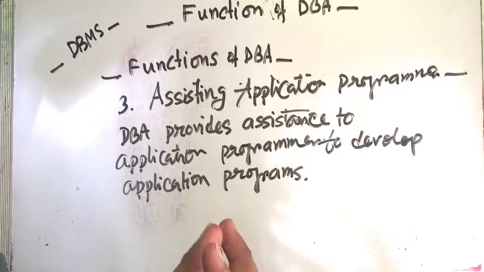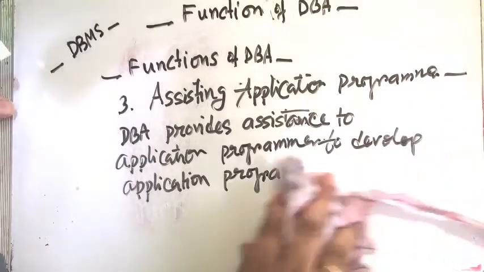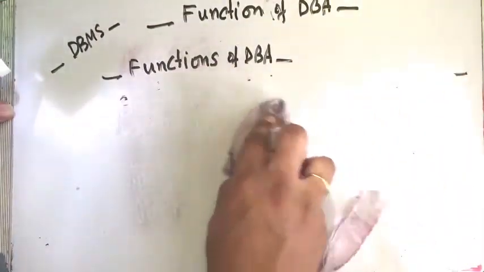DBA is a person who has central control over the DBMS. So it assists the application programmer for the development of the view level or some modification in the database. So this is the fourth function of DBA.